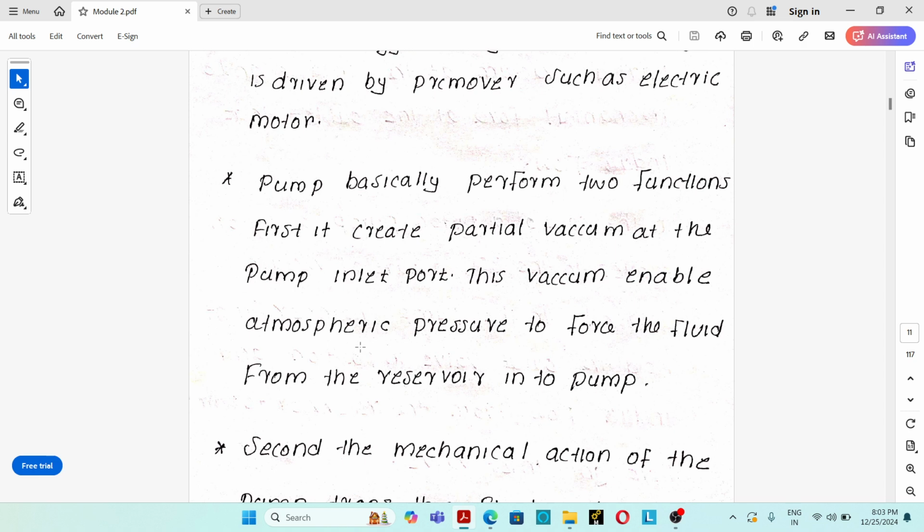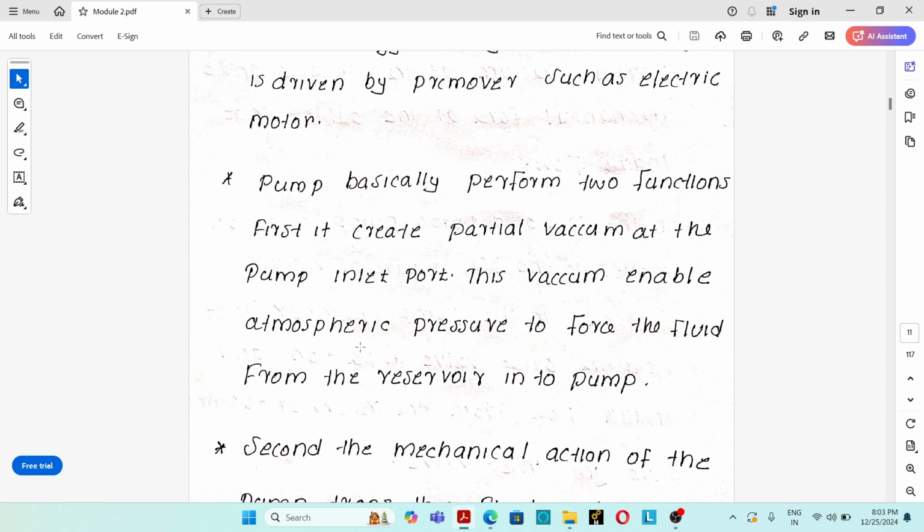Every positive displacement pump performs two functions, or works in two stages. The first stage is that it will create a partial vacuum near the inlet port. Due to this vacuum, the atmospheric pressure pulls the hydraulic oil or fluid into the pump chamber.